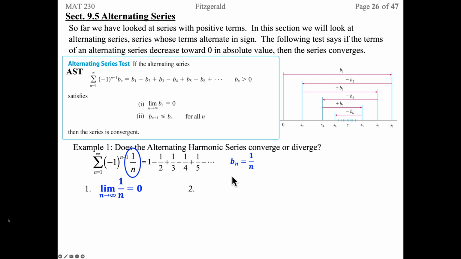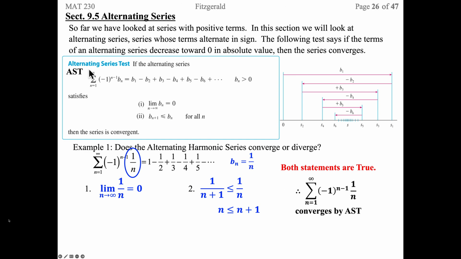Number 2, now we've got to show that b sub n plus 1, so you put n plus 1 in for n, that's 1 over n plus 1. Is that less than or equal to 1 over n? If we cross multiply this, n multiplied up and over to the right, n plus 1 multiplied up and over, gives us n is less than or equal to n plus 1, which again, you could subtract the n's and get 0 is less than or equal to 1. Or you can see this is always going to be bigger because I'm adding 1 to the n. So that's true. So both of my conditions are true. Then we can state that this original alternating series is going to converge by the alternating series test.